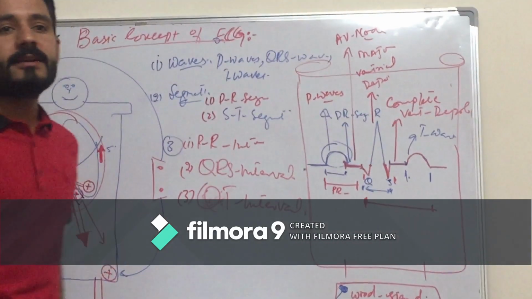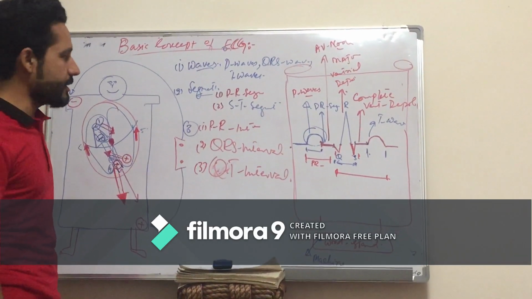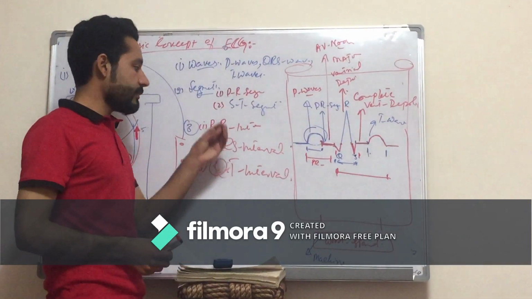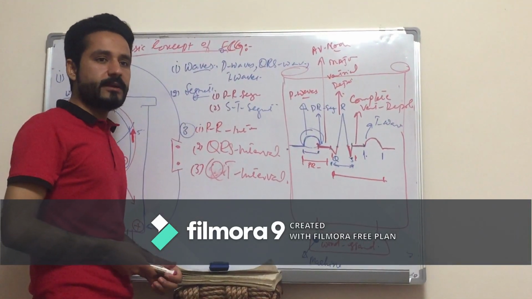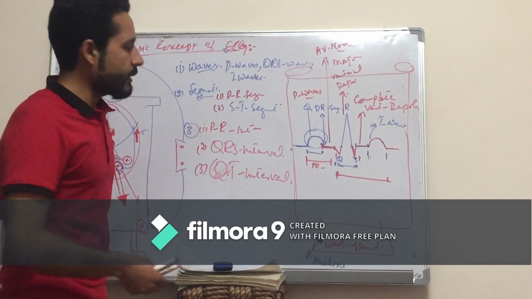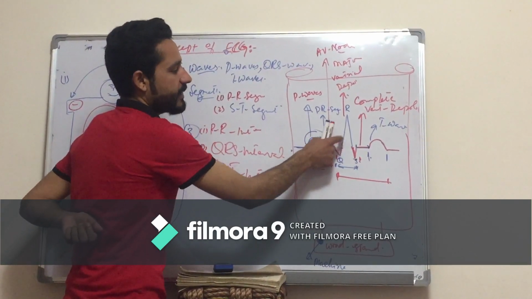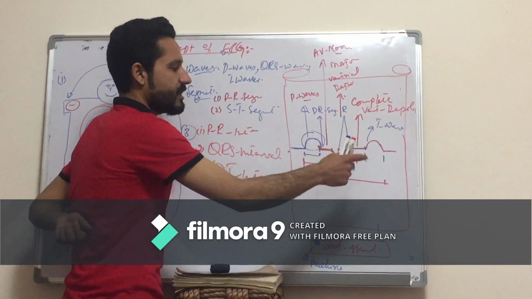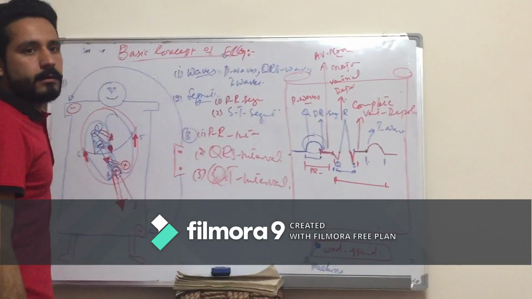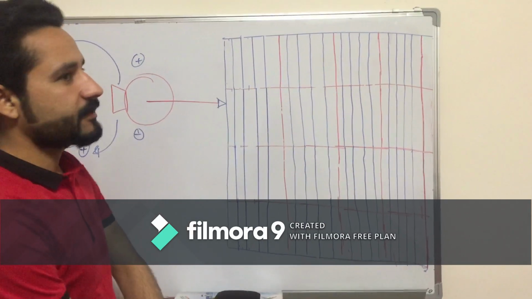Now we will study the time and duration. During which P waves are generated, during which intervals are generated, or we can say one complete cycle. In one complete cycle, how much time will these P waves take, how much time will the PR segment take, how much time will the QRS complex take, and how much time will the ST segment take? Now we will study the time and duration of the ECG.